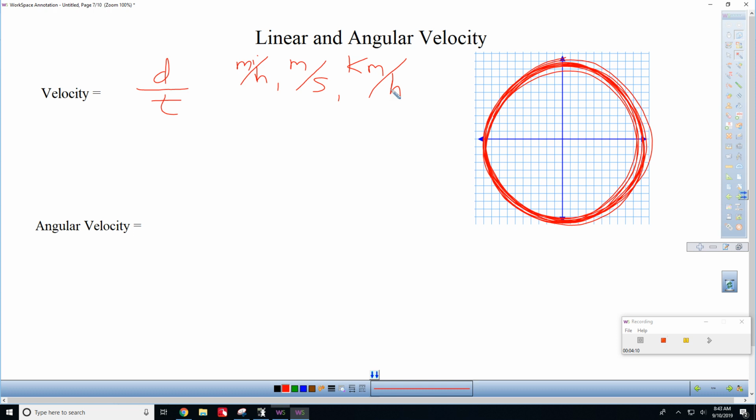Okay, now I'm going to come back up and give you some more velocity equations. But angular velocity, and typically for velocity, the variable is v. For angular velocity, the variable is w. And w is defined to be the radians divided by the time. Okay?